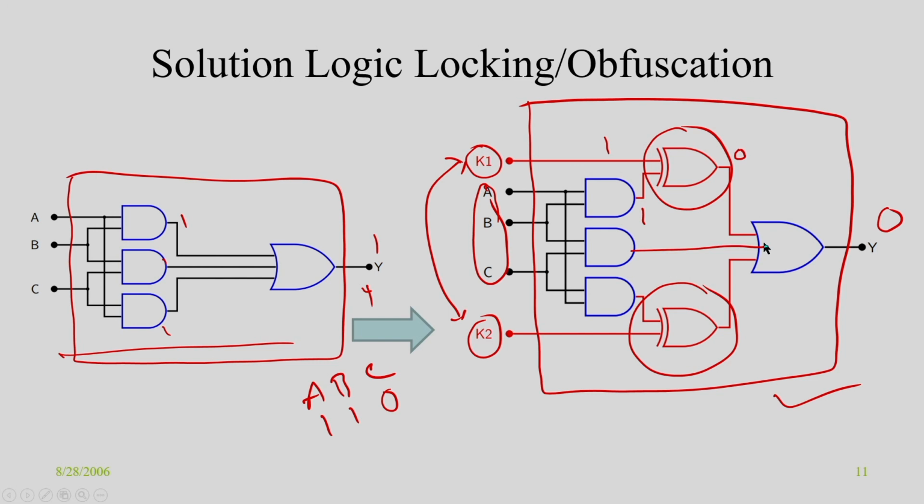So what you can understand here is that if I give a wrong key K1, then my output will be different. But if I give 0 here, this 1 will pass and the output will be 1. That means the correct value of K1 is actually 0, and similarly the correct value of K2 is also 0. But K1 and K2 have 4 possible values: 0 0, 0 1, 1 0, 1 1. So there are 4 possibilities for these keys, and among them only one value is correct.